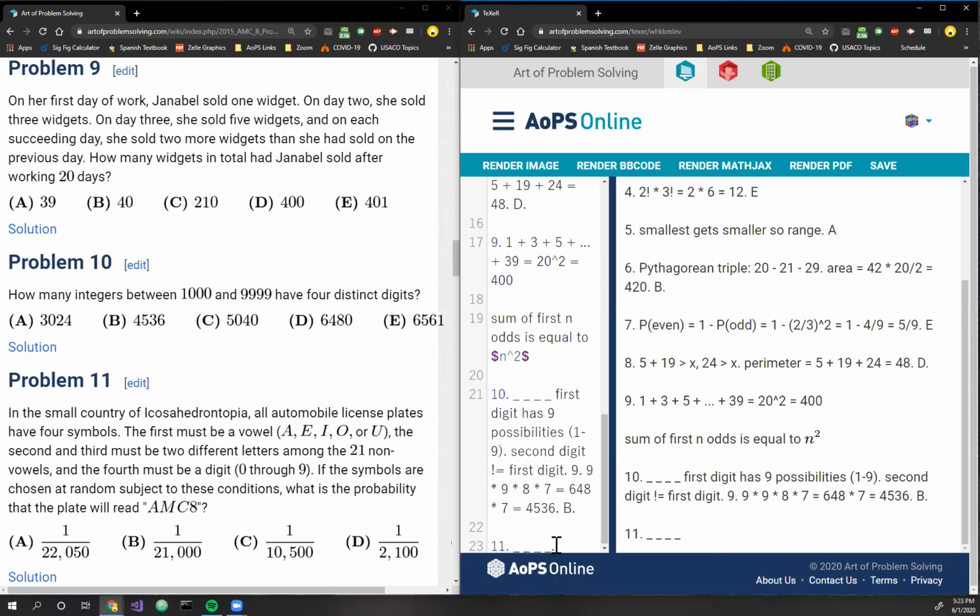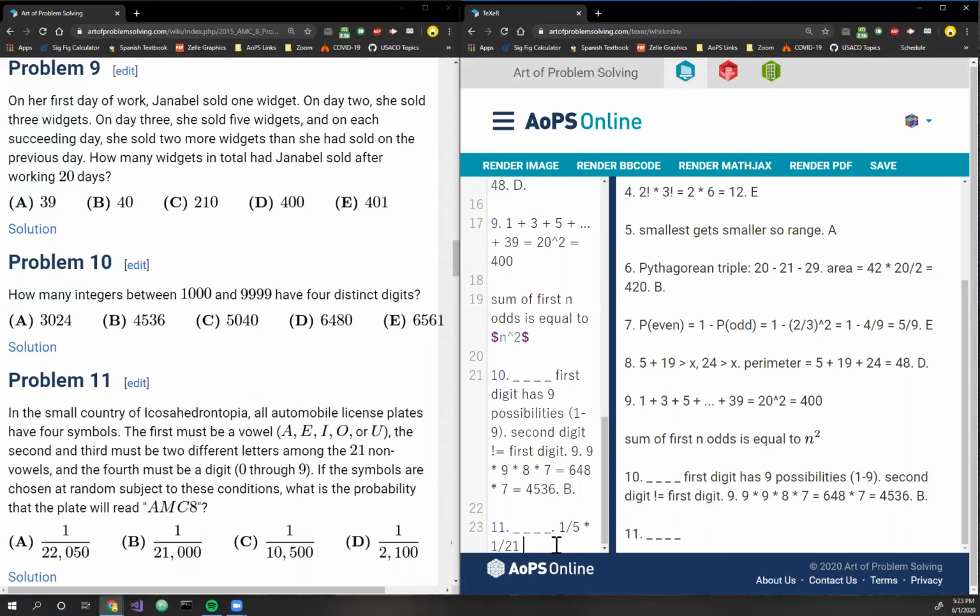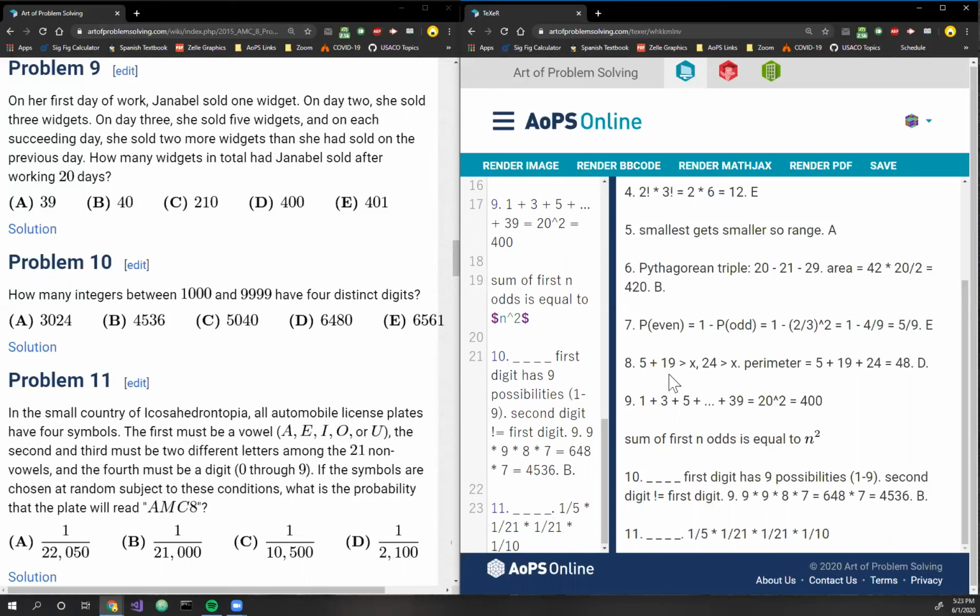The probability that the first one is correct is the first one has to be a vowel. So it's 1/5 times 1/21 times 1/21 times, and the fourth one has to be a digit, so 1/10. This is like constructive counting, which we covered earlier, I think 2 classes ago. Except in this problem, it's probabilities, but it's the exact same idea.